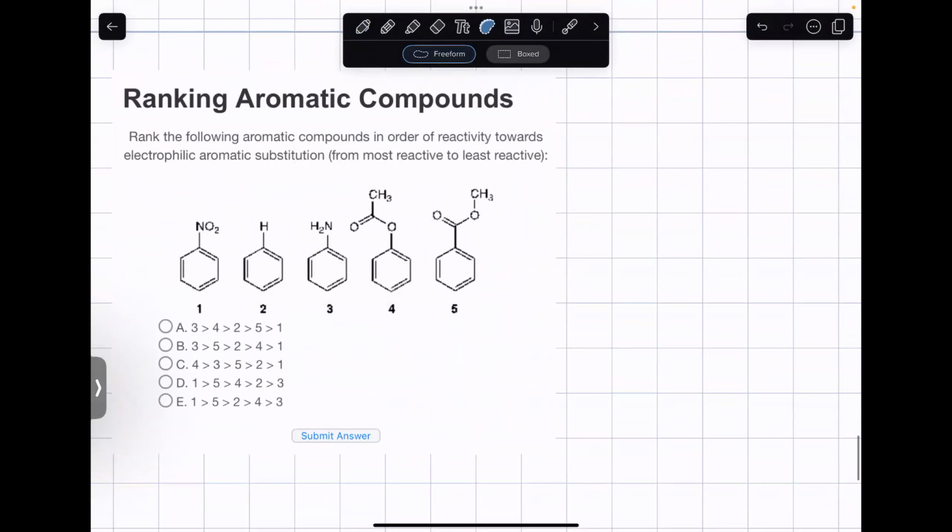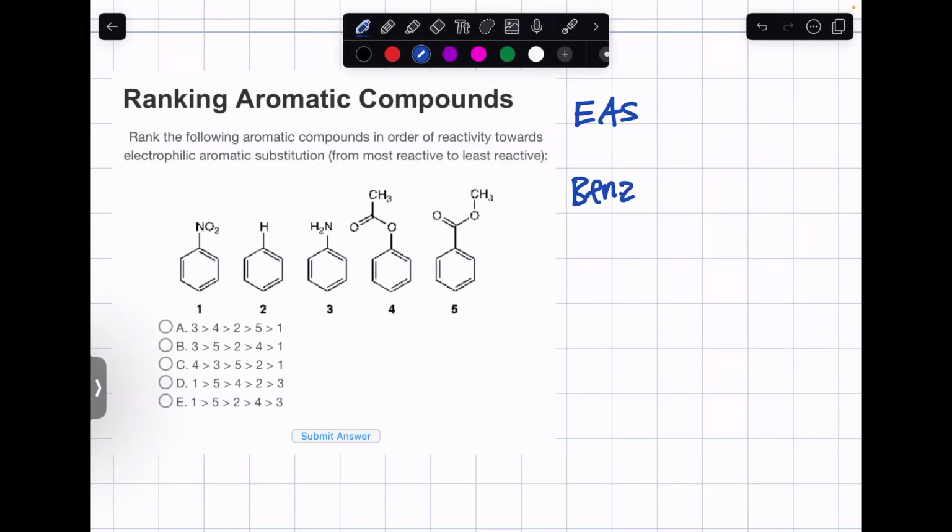Okay. Rank the following aromatic compounds in order of reactivity towards electrophilic aromatic substitution, from most reactive to least reactive. So we know that the benzene is full of electrons. To make it more reactive, you add more electrons inside.